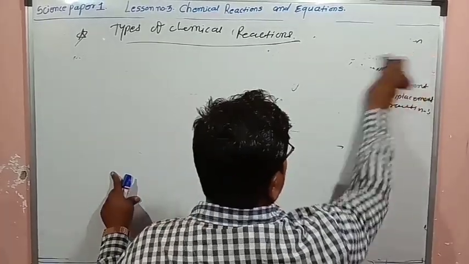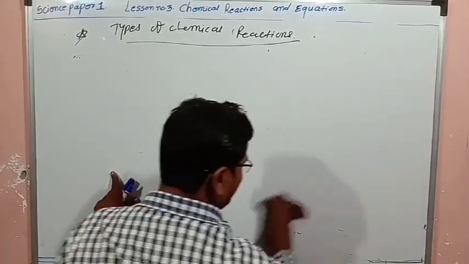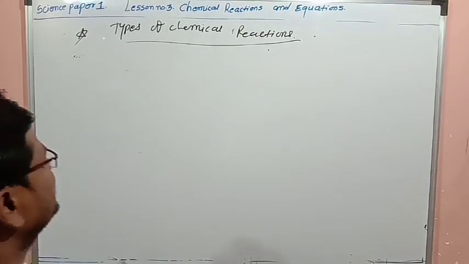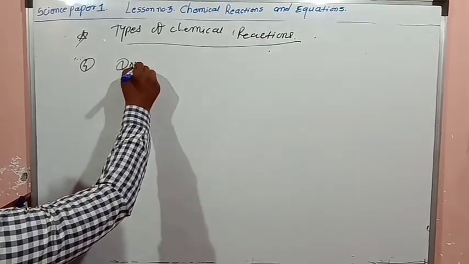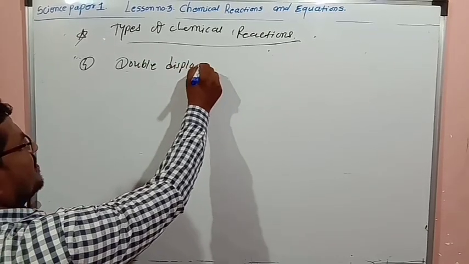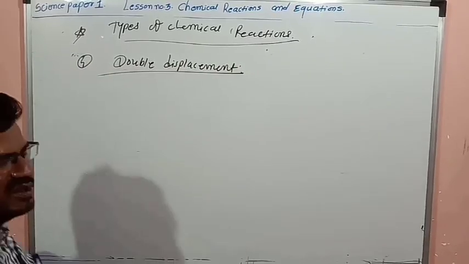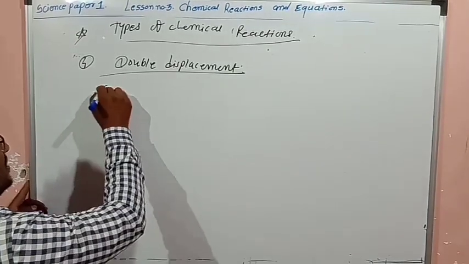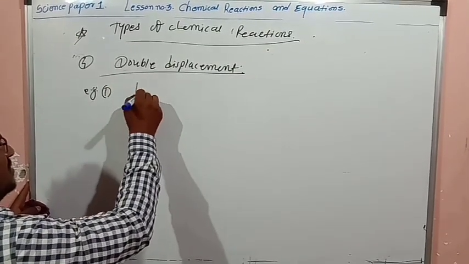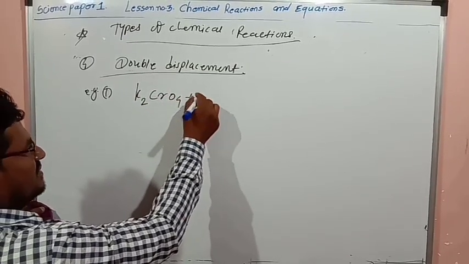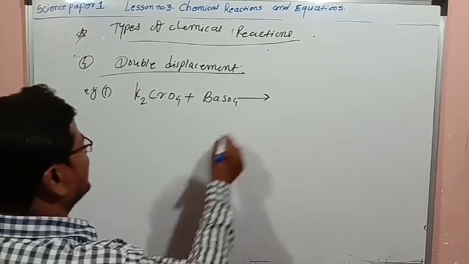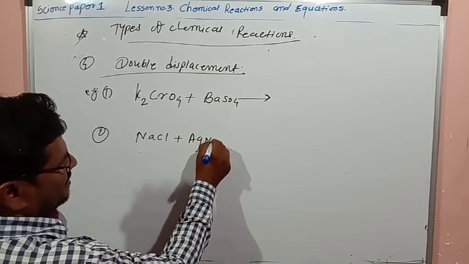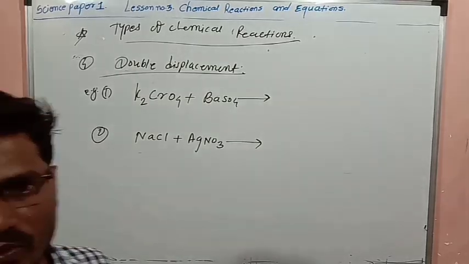In double displacement, ions are exchanged and a precipitate is formed, an insoluble mass. The fourth type of chemical reaction is double displacement. So what is meant by double displacement? We have studied some examples before this, so we will take those. The first example is K2CrO4 plus BaSO4, and the second example is NaCl plus AgNO3. We have done these two examples before.